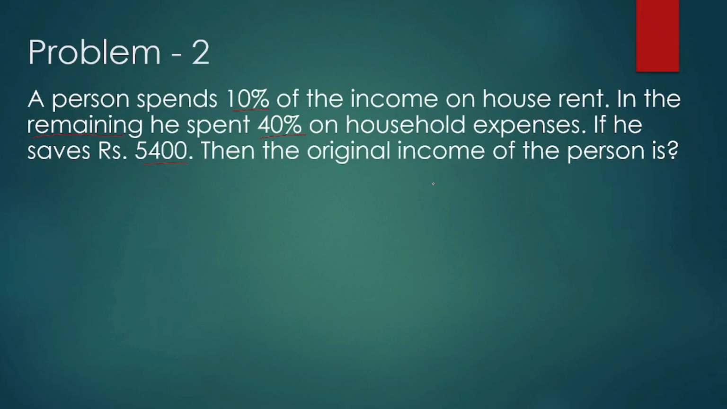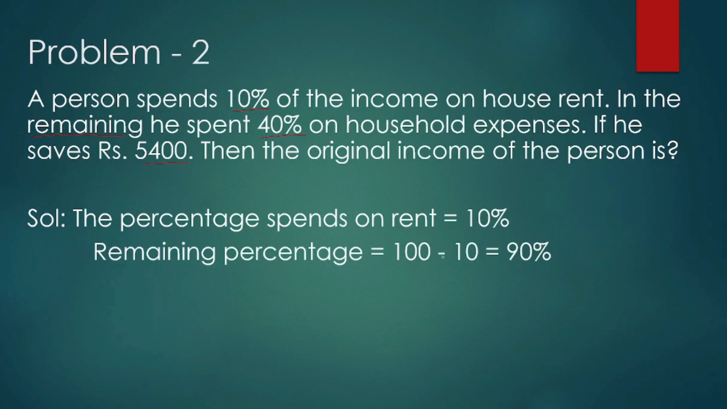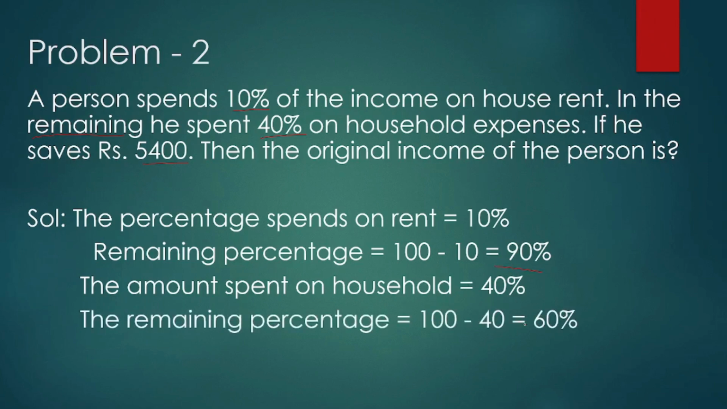Here we have two percentages given. One is from the original income and the second one is from the remaining income. So we deal with this problem like this. The percentage that he first spent on rent is 10%. So the remaining is 100 minus 10, so 90%, because 100 is the total percent. In the second transaction, he spends 40% on household. If you treat this 90% as 100, then the remaining is 100 minus 40, 60%.